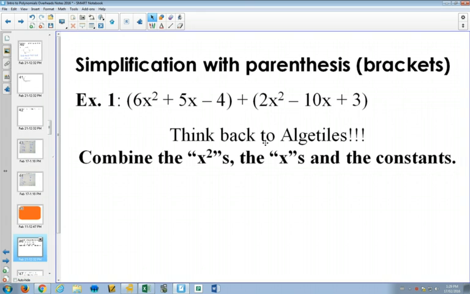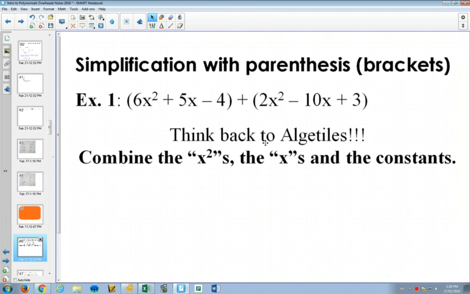In our first example, we've got 6x squared plus 5x minus 4 in one set of brackets, and we're going to add to that 2x squared minus 10x plus 3. If we go to our grocery bag idea, you can think of the brackets as separate bags. In one bag, you've got 6x squared plus 5x minus 4. In the other bag, we have 2x squared minus 10x plus 3. If you put both of those bags together, what would you have?